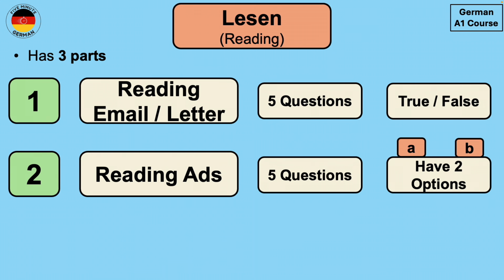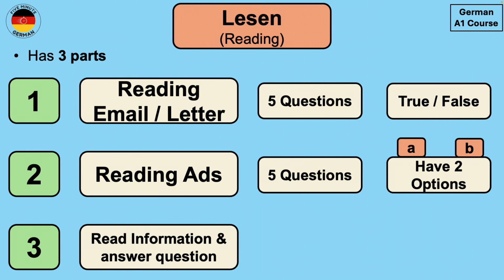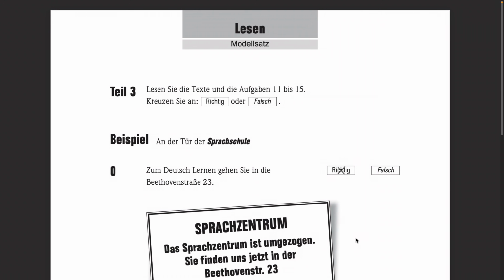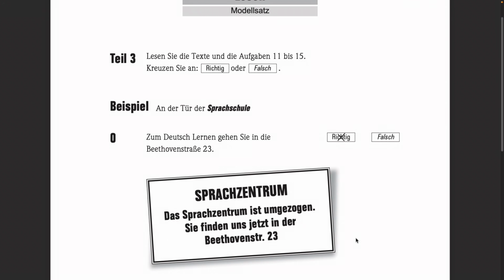Then in the last part, you will read some information and answer some questions. This part also has 5 questions, and you have to answer them as true or false. So similar to part 1. So here we are in part 3, and you see the example over here. The statement is, zum Deutsch lernen gehen Sie in die Beethovenstraße 23. To learn German, you will go to Beethovenstraße 23.